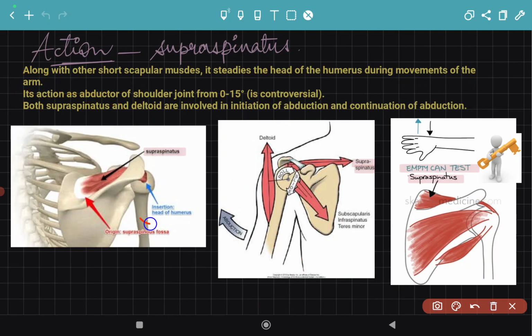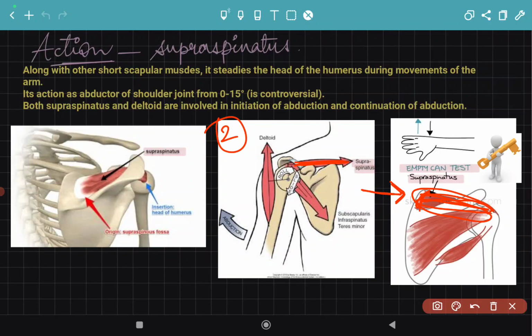So, as the humerus abducts, the supraspinatus will work to steady the humerus into the glenoid fossa. In the middle diagram, the second diagram, the forces can be appreciated. So supraspinatus is situated somewhere like this. The force, if we can see the third diagram, we know the origin as well as the insertion of the supraspinatus muscle.